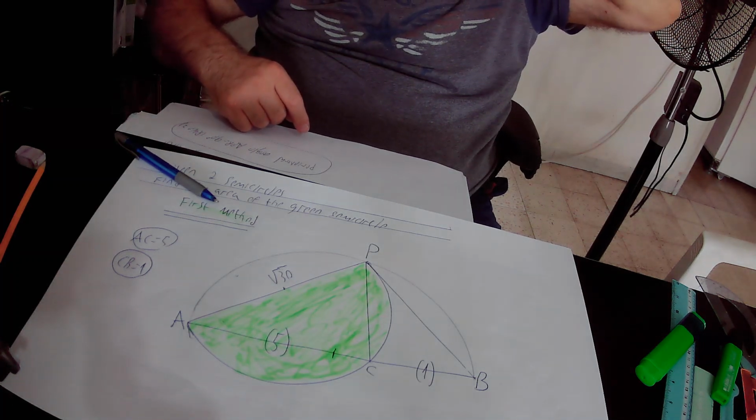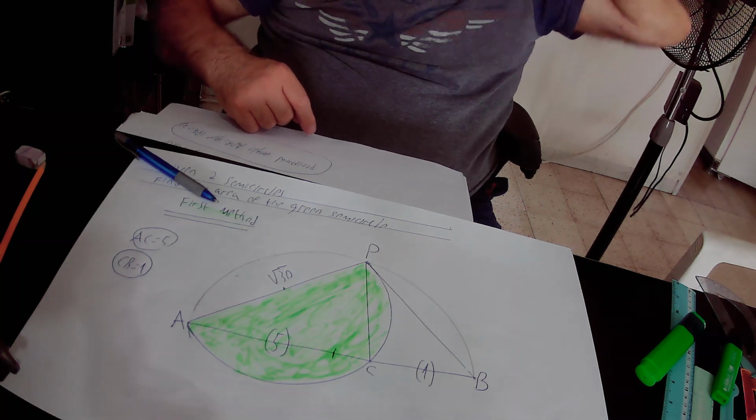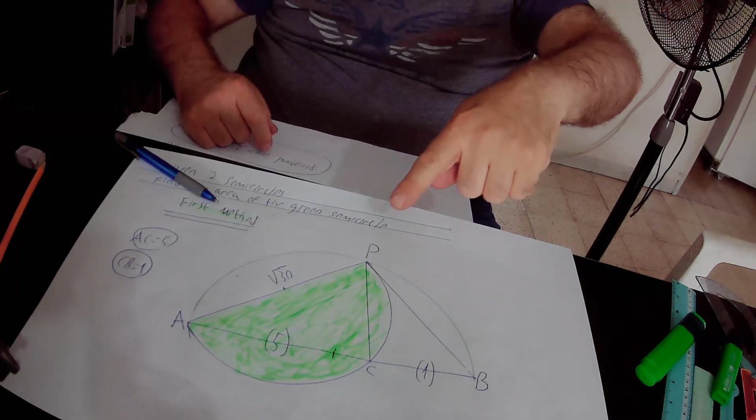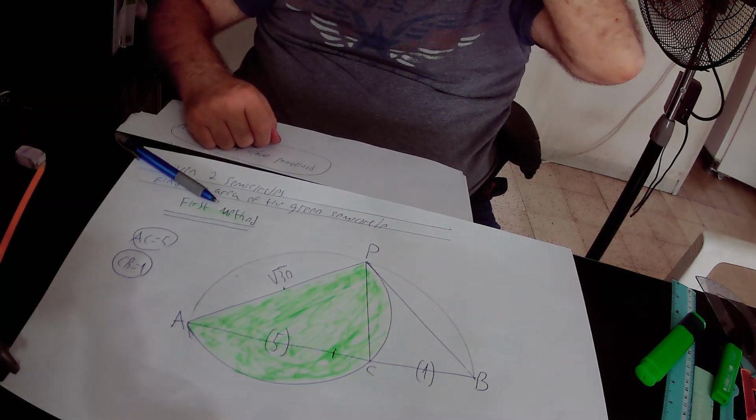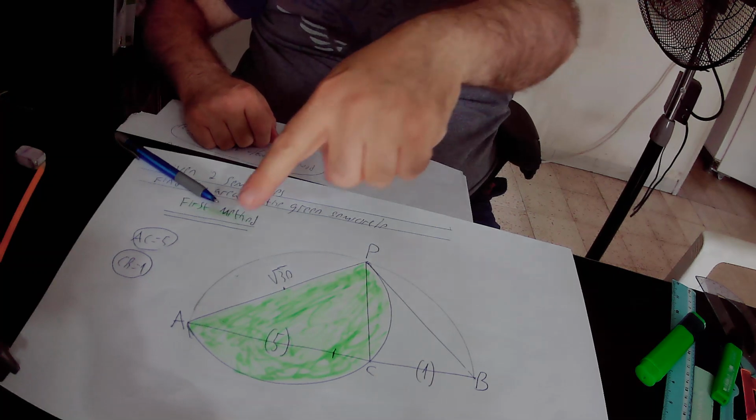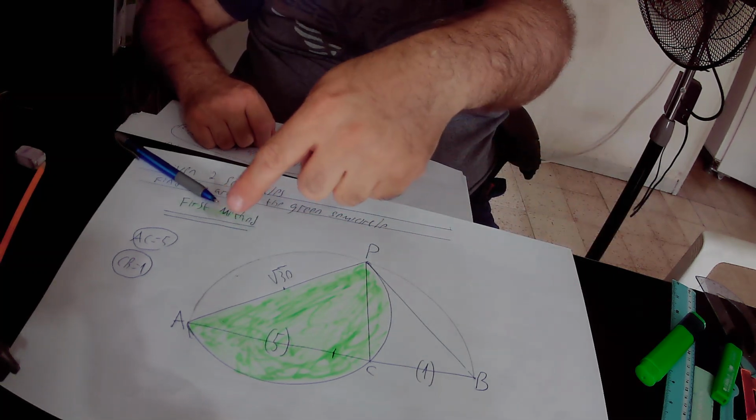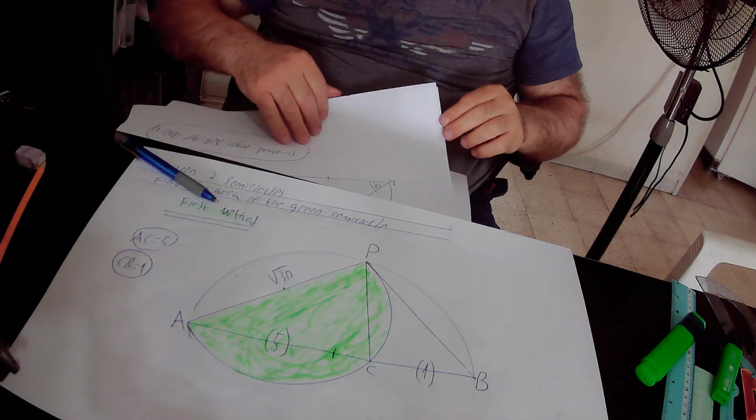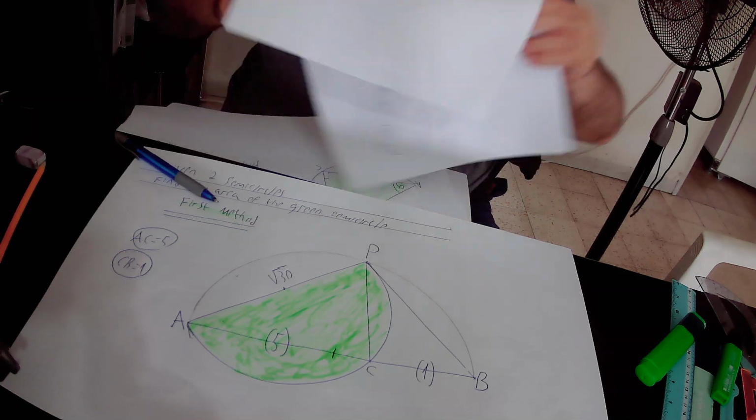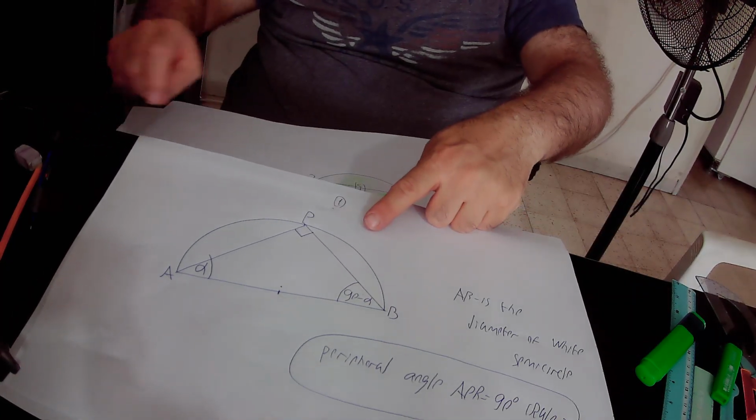So, in the first step, we join points P and B together by a straight line, and then I copied the white semicircle onto a new page, and we analyze this white semicircle. This is the white semicircle that I copied from the original drawing.